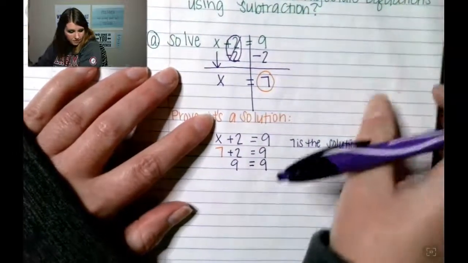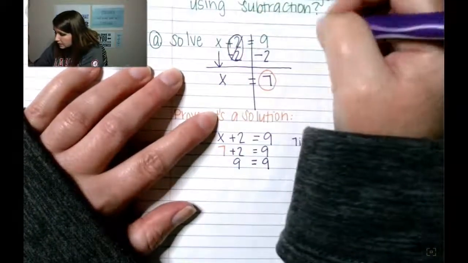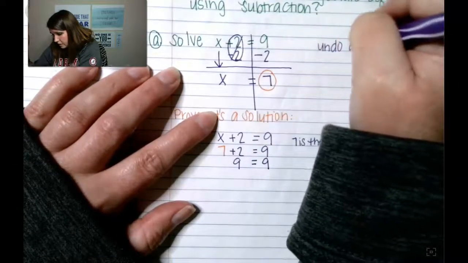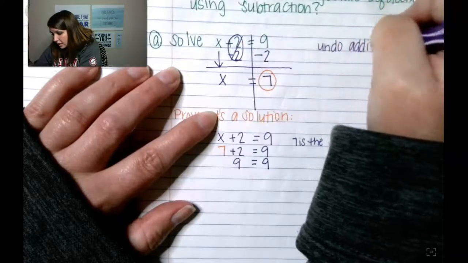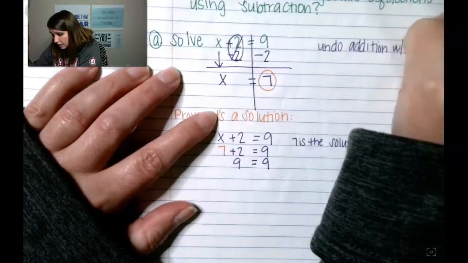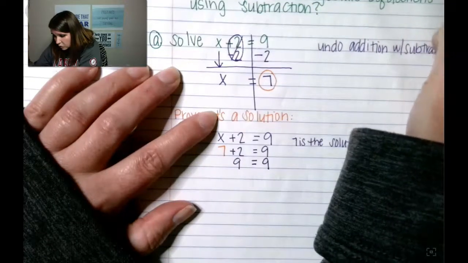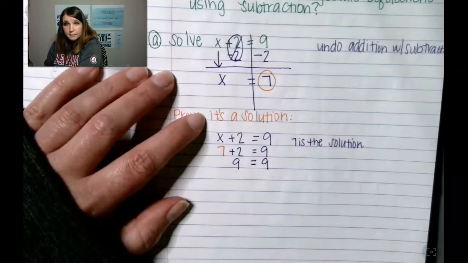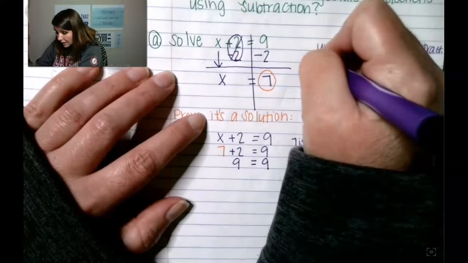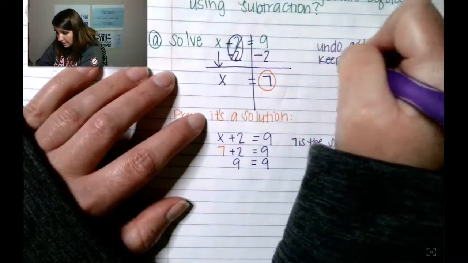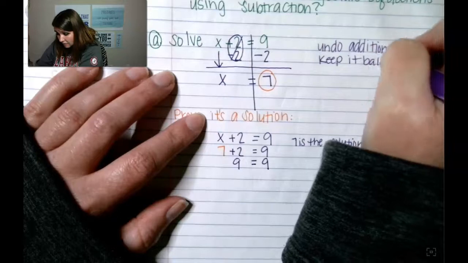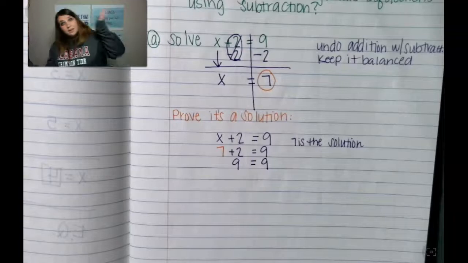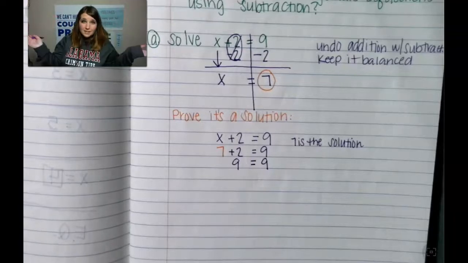So the way that we did this, let's look at this up here. How did we solve this problem? So the first step was we had to undo addition with subtraction. So that's how we use subtraction. We had to undo it by subtracting. That was our first step. The second step was we had to keep it balanced, right? What you do to one side, you do to the other. Otherwise, your scale is going to tip over. We don't want that to happen.